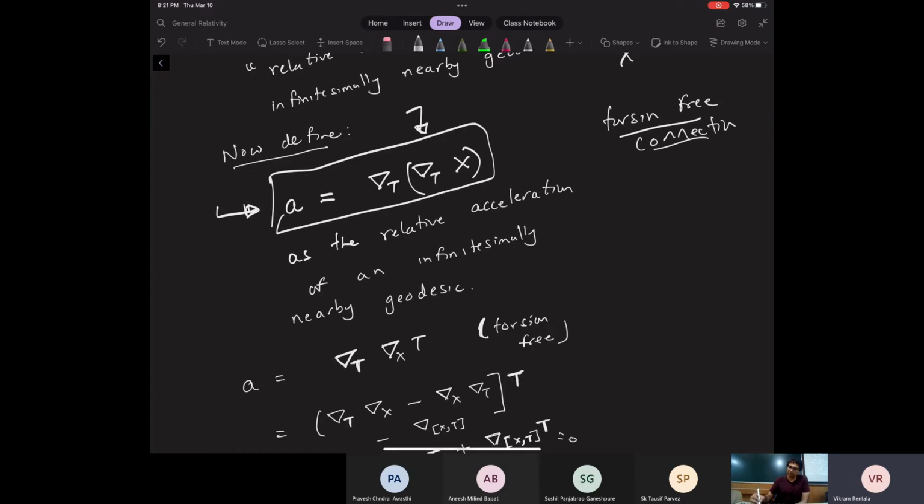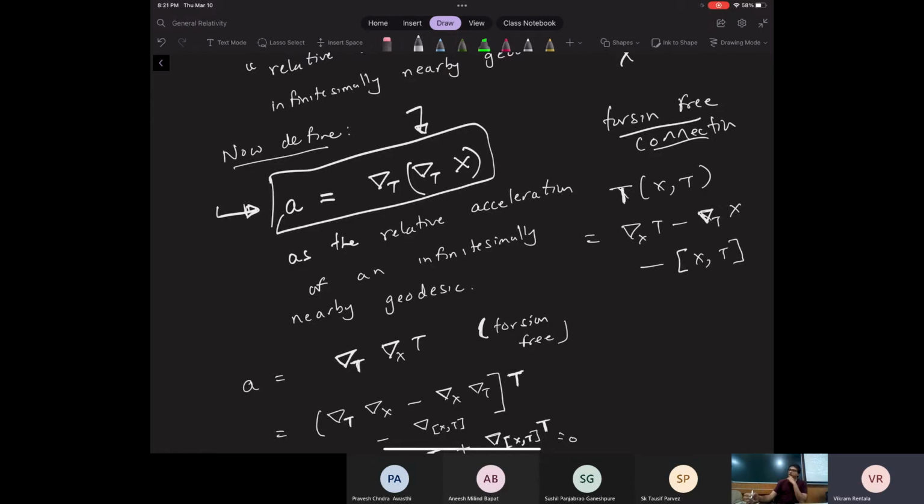Okay, so the first thing we'll use is the fact that we have a torsion-free connection. So torsion, as we defined in the last class, torsion of, let's say, X and T was defined as del_X T minus del_T X minus the Lie bracket of X and T.